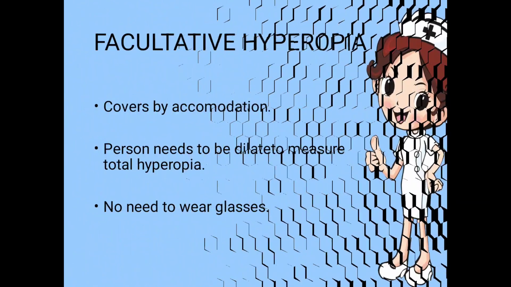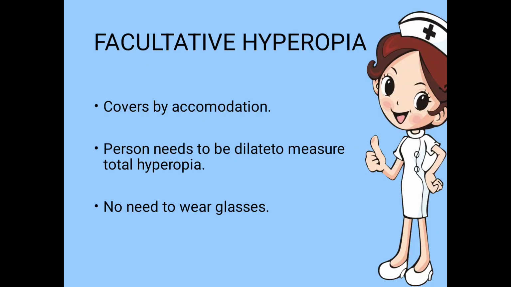So let's see. Facultative hyperopia gets covered by accommodation. Accommodation is the power of the lens to focus at near distance. Mostly we use the accommodation power for near.